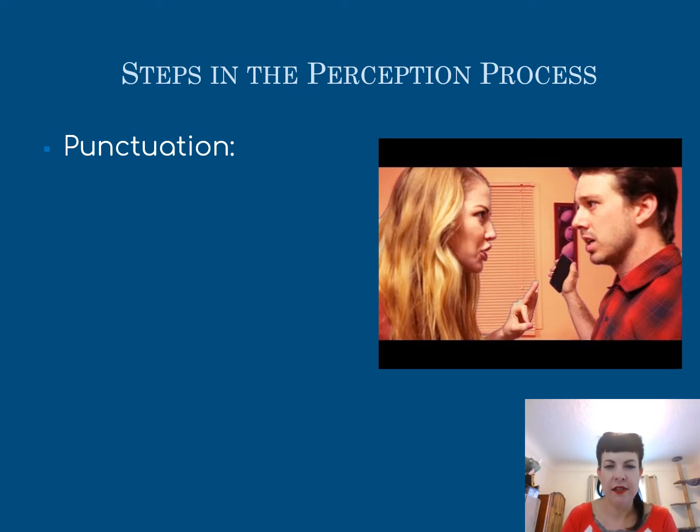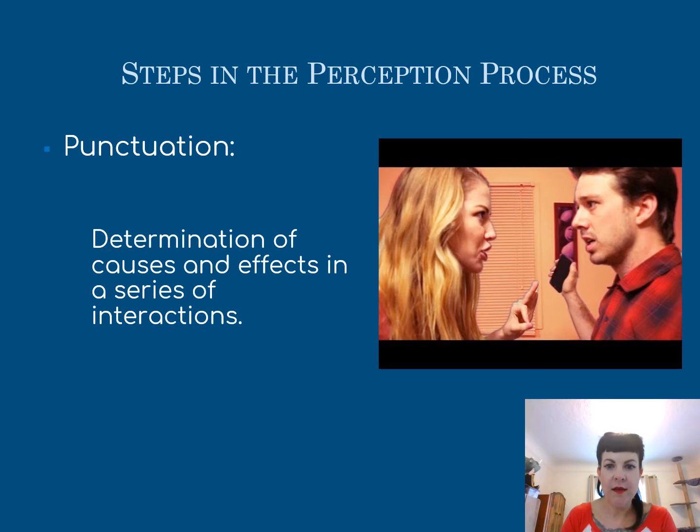Punctuation often happens when we have conflict, and it occurs when we set up a cycle of events in the same way over and over. So take a moment to watch this video. Basically, it's about if couples were to actually say what they mean when they're arguing. I will warn you that there are a couple of bad words in there, so if you're not comfortable with that, you don't have to watch the video, but it shows how punctuation happens.